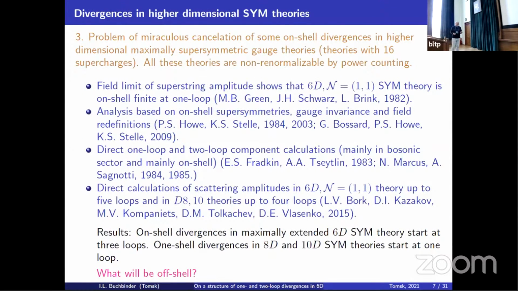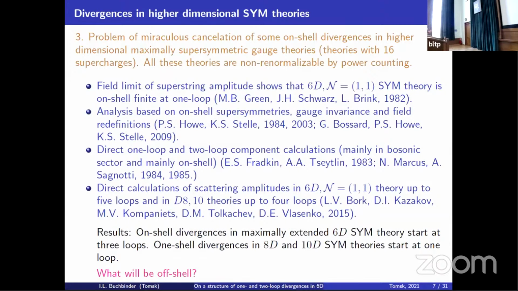Another direction of motivations: there was some activity to understand the structure of divergences in extended supersymmetric field theories in high dimensions. First, it was pointed out by Green, Schwarz, and Brink many years ago that if one analyzes the superstring amplitudes and makes a reduction to 6 dimensions, it turns out that the corresponding Yang-Mills theory, the 6-dimensional (1,1) gauge theory, is on-shell finite. This analysis was continued by many people. For example, there was an analysis based on on-shell supersymmetries, gauge invariance, and the possibility to make field redefinitions. It was done by Howe and Stelle. They also confirmed this result.